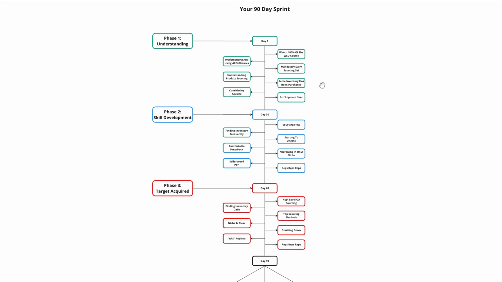You're super hands-on. You're going to understand the business much faster than somebody who just relies on Amazon solely or somebody who just relies on a prep center. It's going to help you develop. It's going to help you accelerate the learning curve very, very quickly.